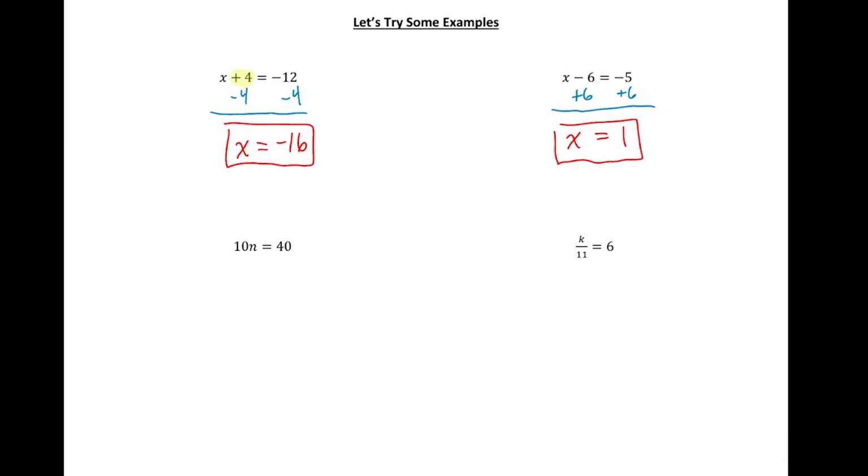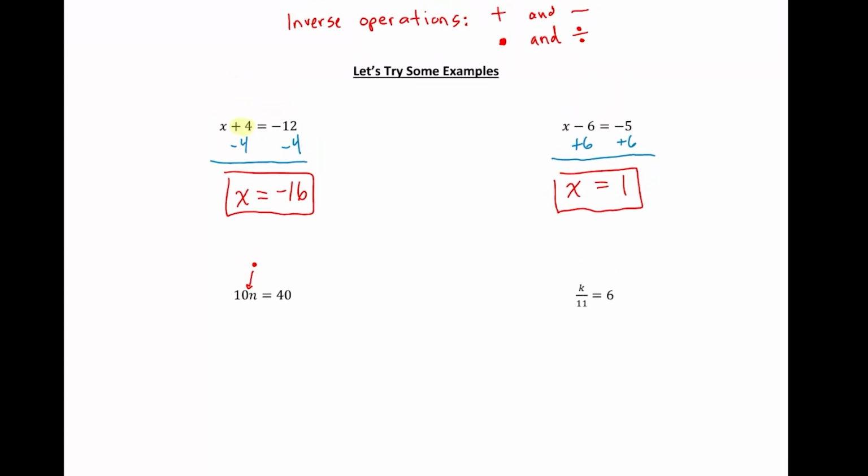We have 10n equals 40. Now, one thing to know here is that if you don't see an operator there, it is assumed to be multiplication. So 10 times n. And that'll help when we're trying to figure out what the inverse of that is. Okay, the inverse of multiplication is division, so we want to divide both sides by 10. Now, I'm not going to write this division symbol, okay? Instead, I'm just going to draw a fraction, and it basically means the same thing. If we want to divide both sides by 10, 10 divided by 10 is 1, and so we'd have 1n, which is what we want, equals 40 divided by 10, which is 4.